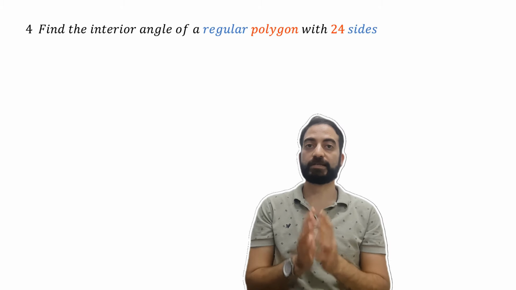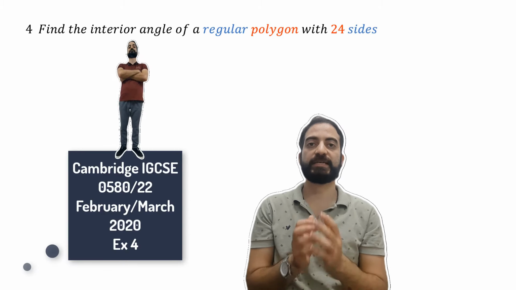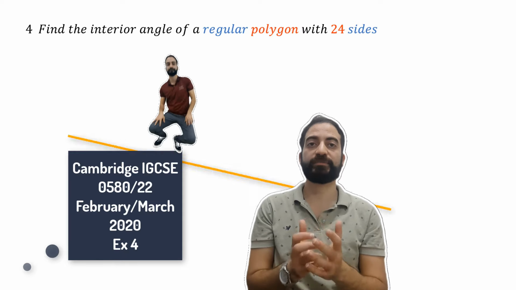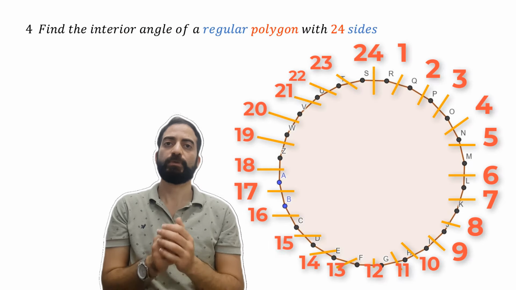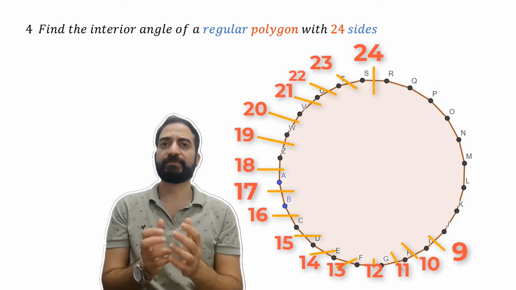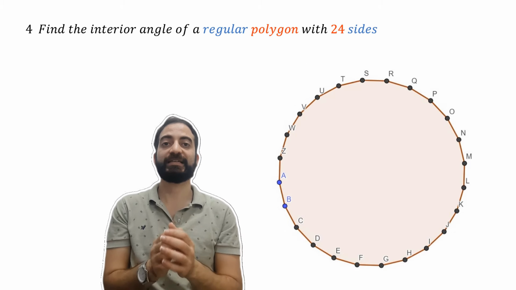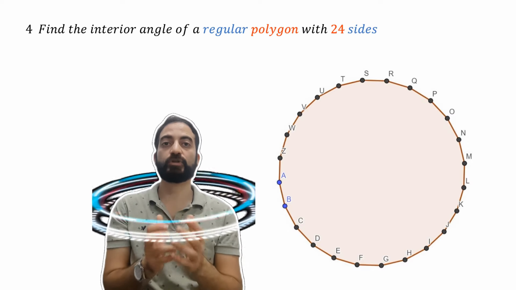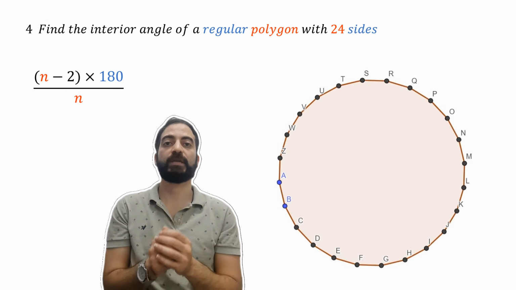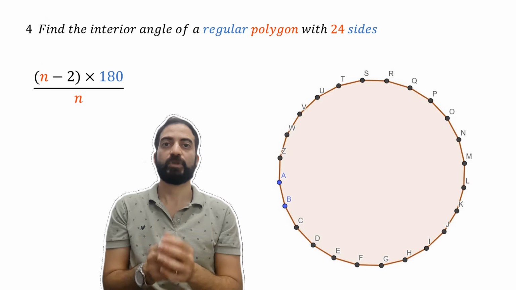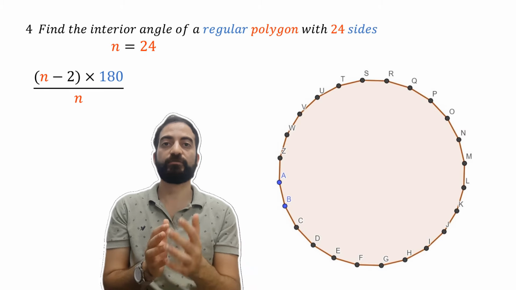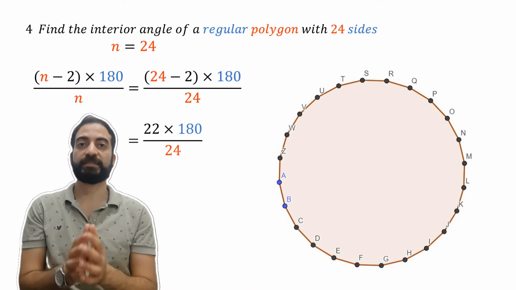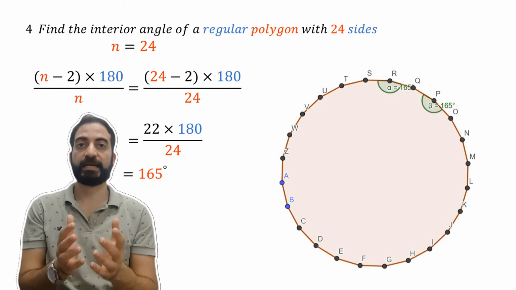Hello everyone, we will start by solving the fourth question of the Cambridge IGCSE 2020 exam. We are required to find the interior angle of a regular polygon with 24 sides. Because it is a regular polygon, this means that all the interior angles in it are equal. In order to obtain the interior angle, we can use this rule for the regular polygon. What is meant by n is the number of sides present in the polygon, which is 24 sides. And in this way, we have obtained the answer to the angle inside the polygon.